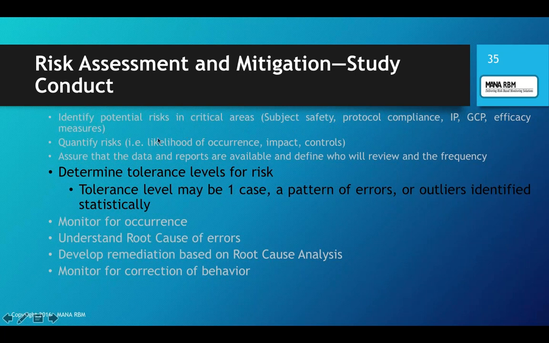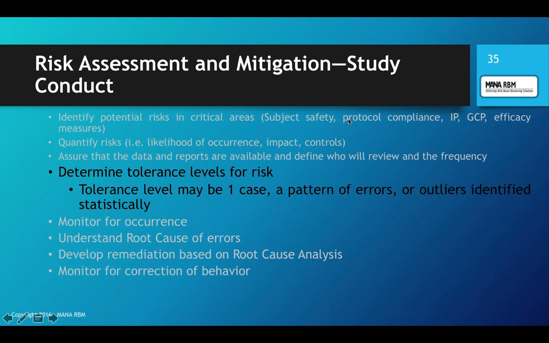Then you want to quantify the risk. Again, what this is helping you do is do your prioritization. So you want to figure out what's the likelihood, what would be the impact if it happened, what are the controls in place, and then you can think about how will you identify those risks, who will do it, and what will be the frequency. So you're going to quantify the risks, and then you're going to ensure that the data and reports are available and define who will review and the frequency. So we're through all of those.